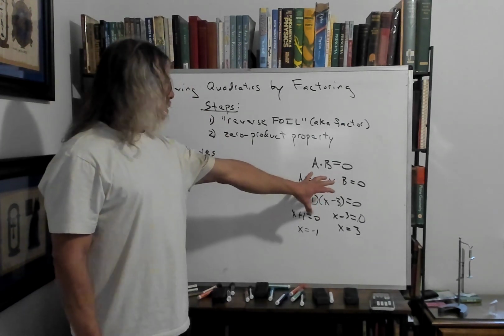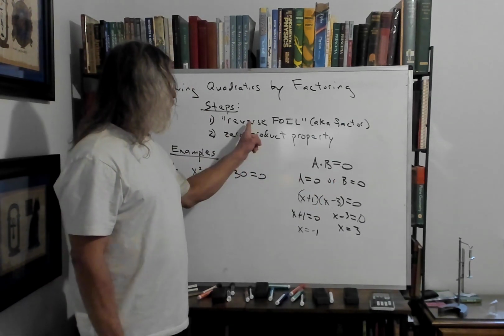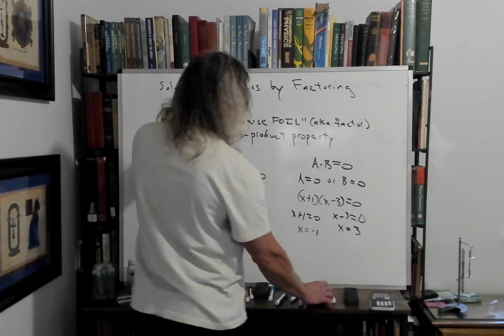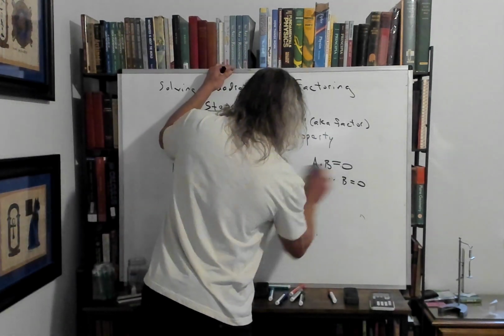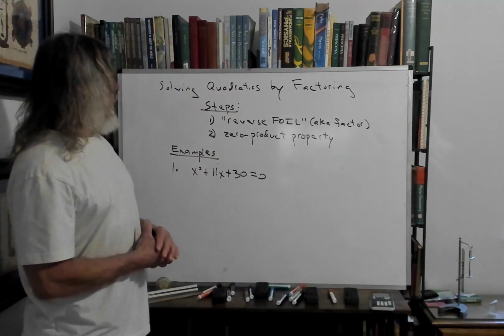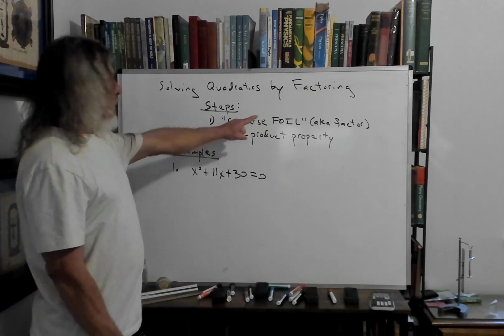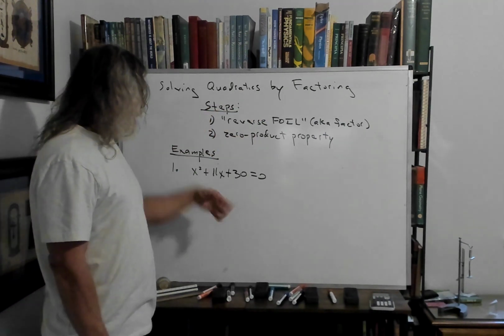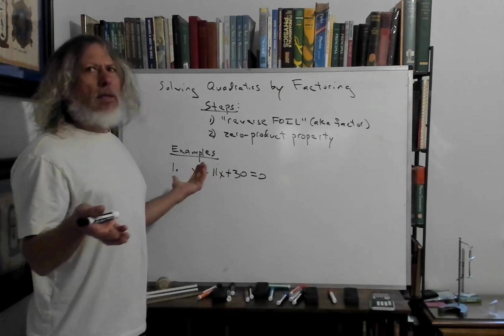Okay, so we will do this. We've done the zero product property. We've practiced factoring a lot. Now I say we can bring these together. So, solving quadratics by factoring, the steps are reverse FOIL, like factor it, and then use the zero product property. So we got this equal to 0. We're going to solve for x.